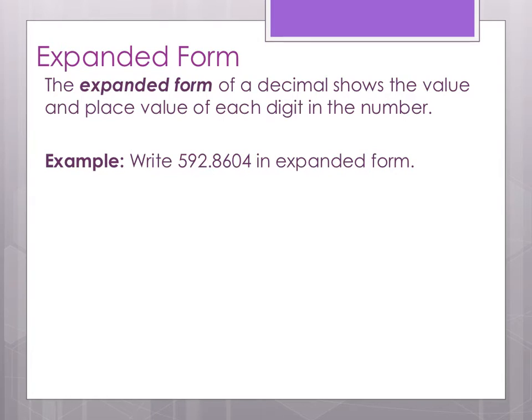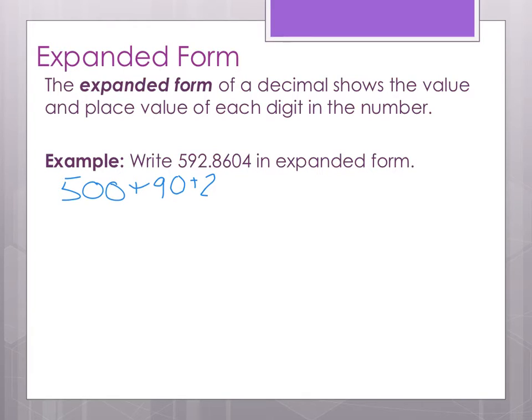Now on to expanded form. The expanded form of a decimal shows both the value and the place value of each digit in the number. So we're going to write each digit with its value and its place value. So we'll start with the 5 here. This 5 is in the hundreds place. So when we write this in expanded form, we would write it as 500. The number and its place value. Okay, the next number is 9, and it's in the tenths place, so we would express it as 90, and we're going to add each as we go along. The next number is 2 in the ones place, so we just express that as 2.